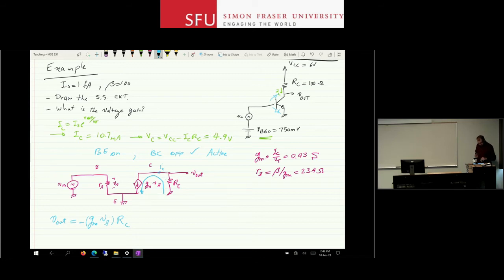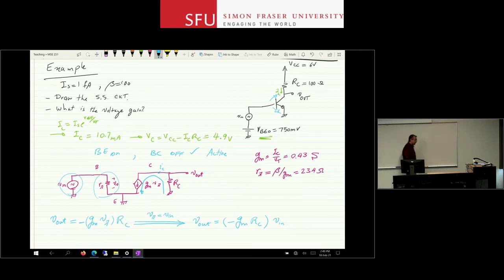Good. I have this relationship that shows how V out is related to V pi, but I want to know how V out is related to V in. Look at this circuit. All of this V in drops across V pi. So noticing that V pi in this particular case is equal to V in, then I can see that V out is minus GM RC. So let's keep that in a bracket here, V in. Okay, done, solved. And that's the gain, GM RC.